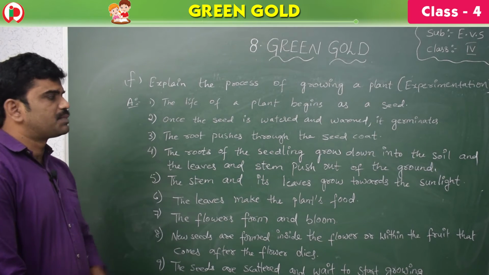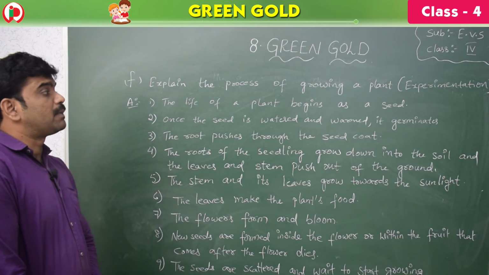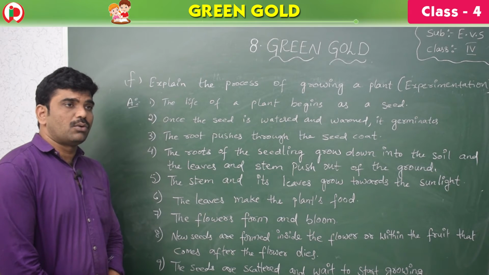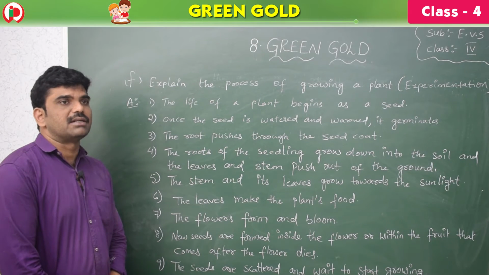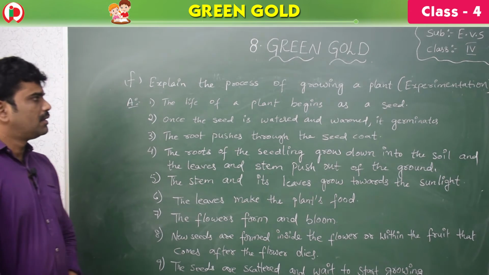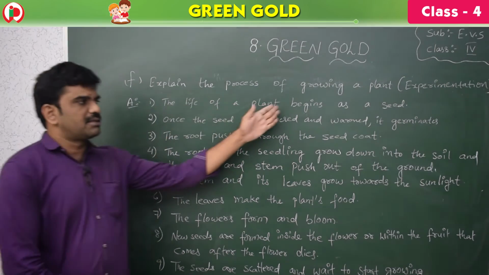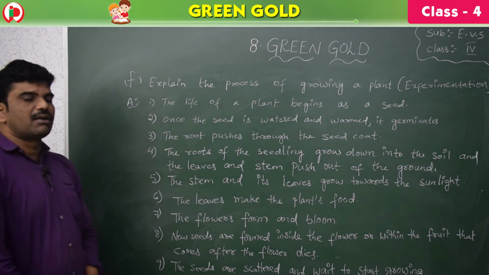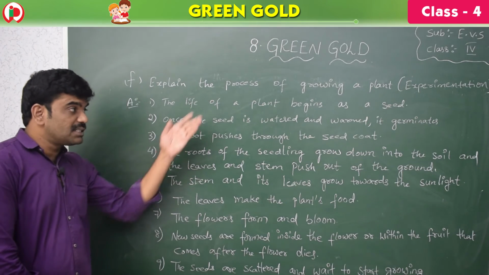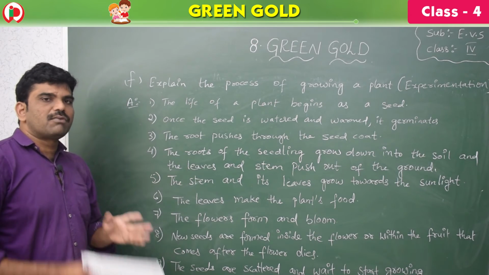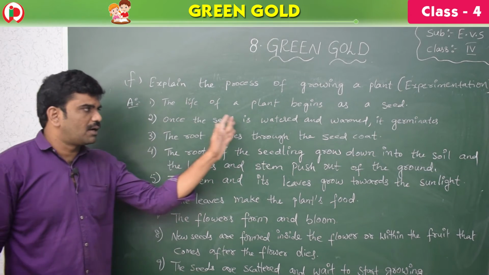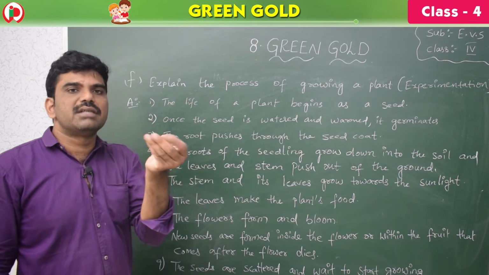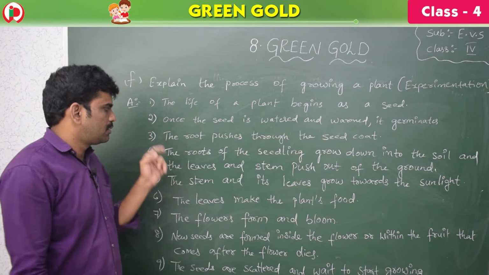Children, now it is an experimental question. Explain the process of growing a plant. Children, we have seen how the plants grow from the seed. First of all, the life cycle of a plant begins as a seed. We know that. Okay, the life cycle of a plant begins from the seed. First, what we will do, children? We have to water the seed and keep it warm, and automatically it germinates, it sprouts.